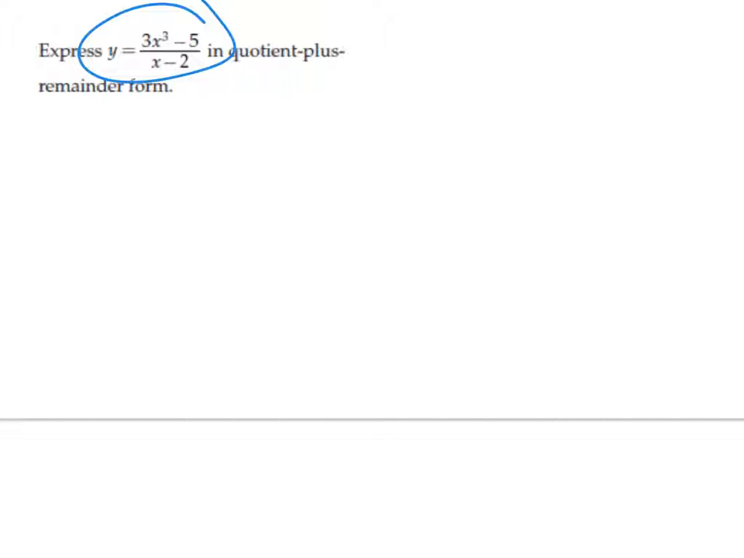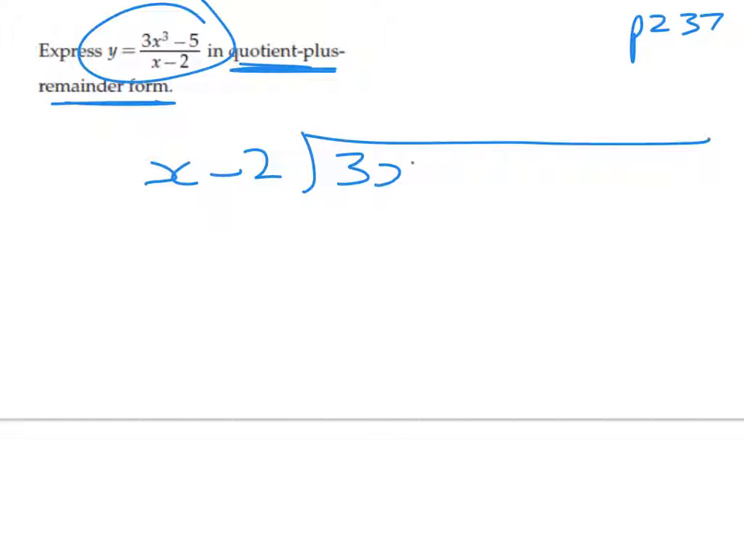Okay, so this one looks innocuous. We're asked to divide 3x cubed minus 5 by x minus 2, and then we're going to write it in quotient plus remainder form. And again, this is Delta, page 237. I'm just stealing their example. So the trick here is to write in zeros for the missing powers. So that's 0x squared plus 0x minus 5.